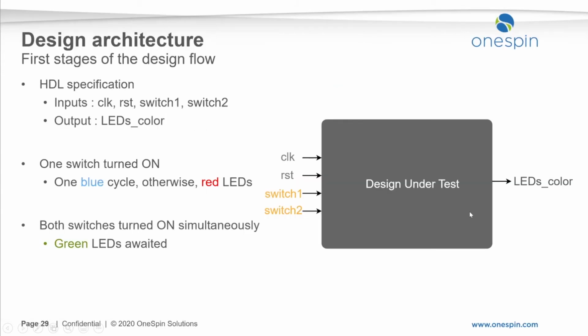So the design architecture we'll keep as a black box, but what the functionality should be is that you have two switches, and if you push one switch, you will have the LEDs on the board turn blue. And if you hit both switches, they should be turning green.